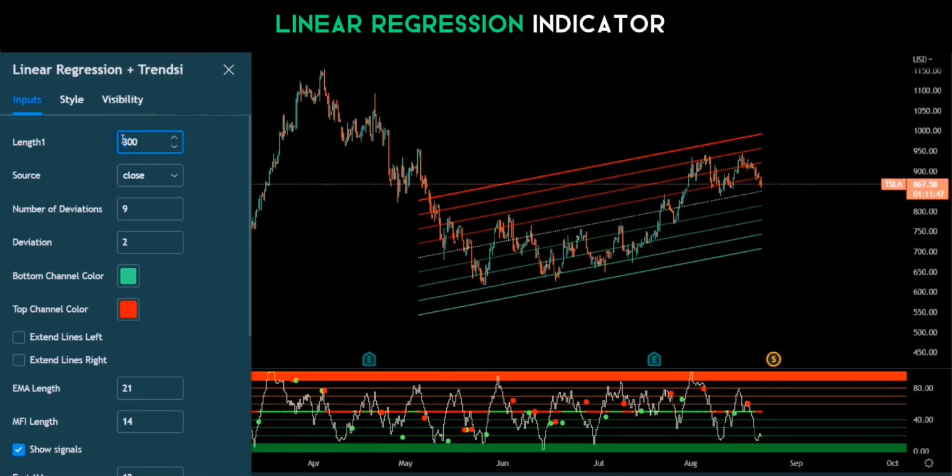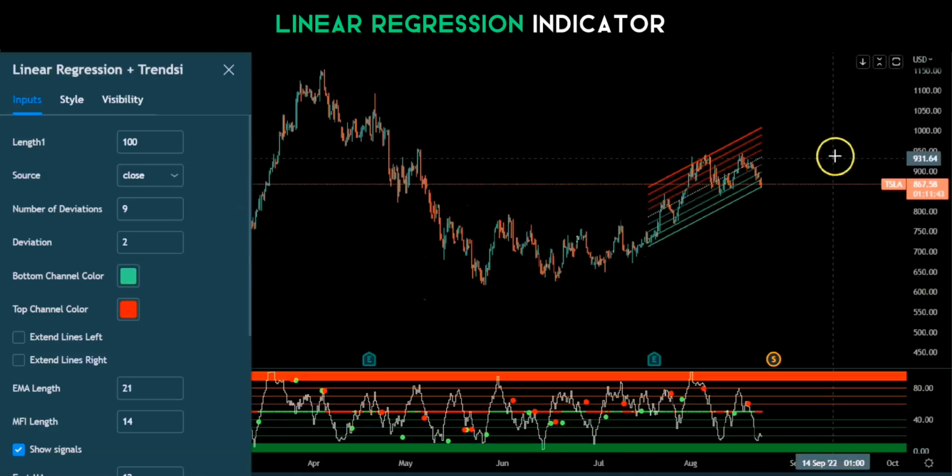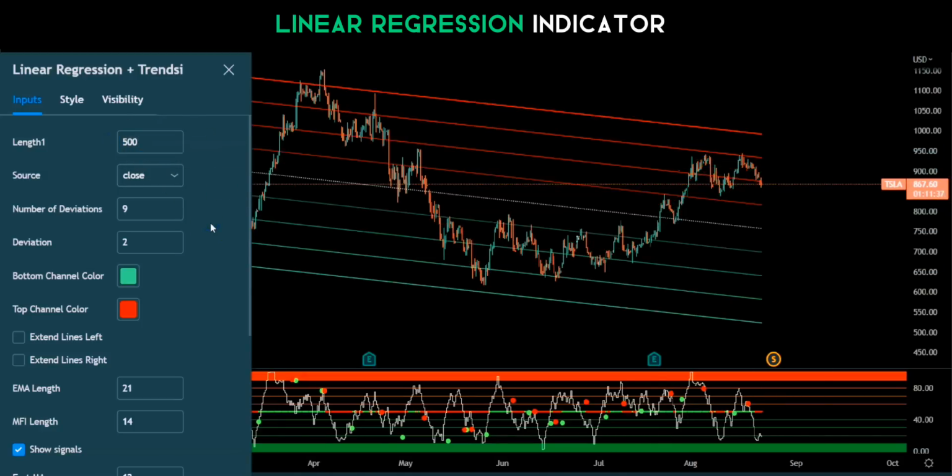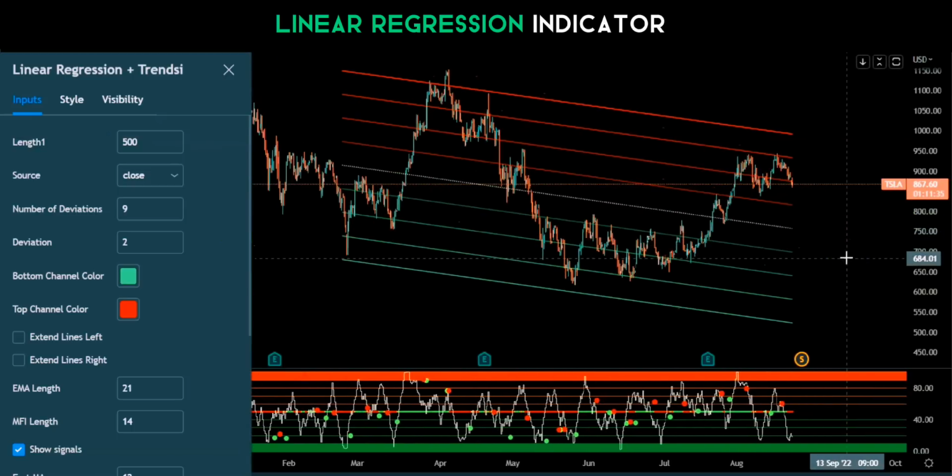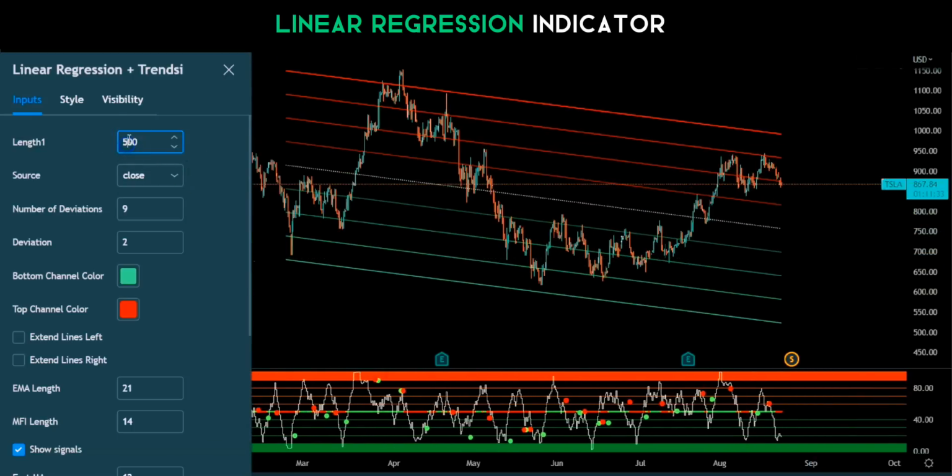Now this is customizable. You can either take a look at, for example, the last 100 candles, and this will adjust to whatever length you want. Or let's say you want to look at the past 500 candles. You can also do that as well to get a bigger picture of where the market is heading. If we set this back to the standard of 300, let's move on to the next section.